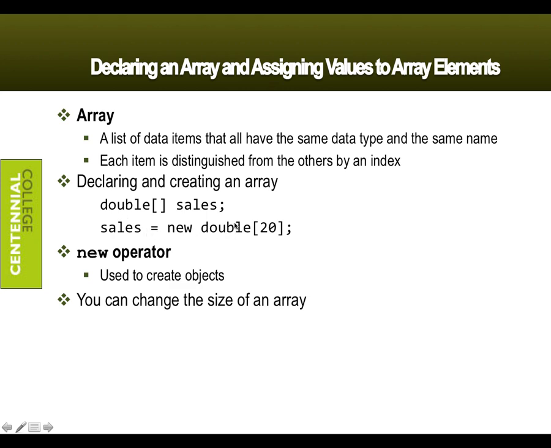New double array of 20 elements, right? We need to use the new operator when creating this thing. There's actually different ways of creating the array, but this is definitely the most common way. Now you can do this all in one line. You can say a double array that's called sales, right, is equal to a new double array of 20 elements. If I have 20 elements, how do I count these 20 elements?